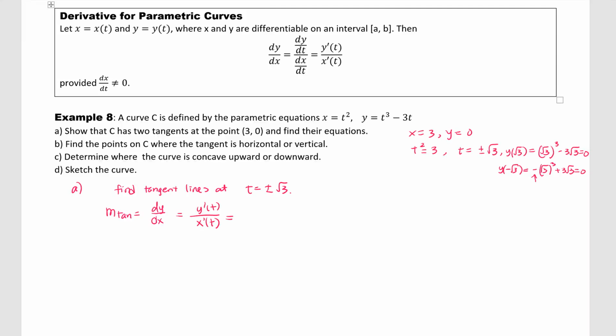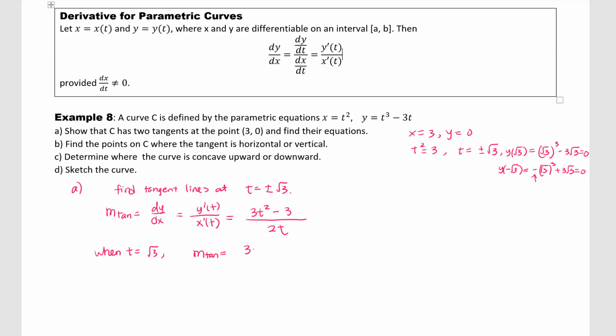Well, y prime of t: the derivative of t cubed is 3t squared, and the derivative of 3t is 3. X prime: the derivative of t squared is 2t. Okay, so let's see. When t equals square root of 3, m tangent equals, we plug in square root of 3.